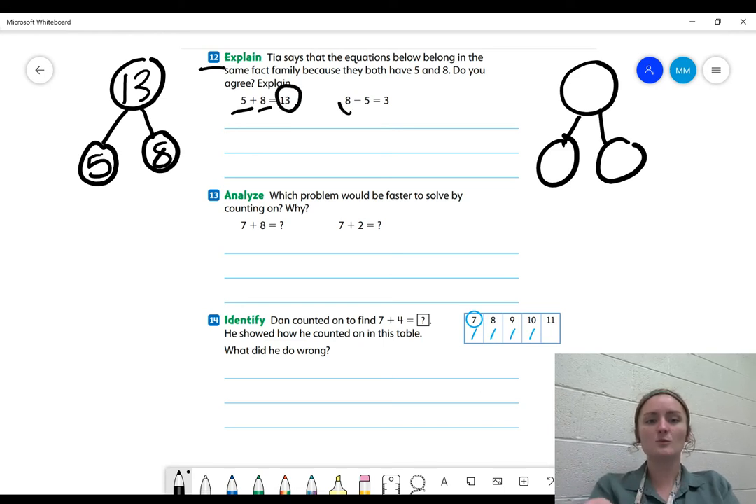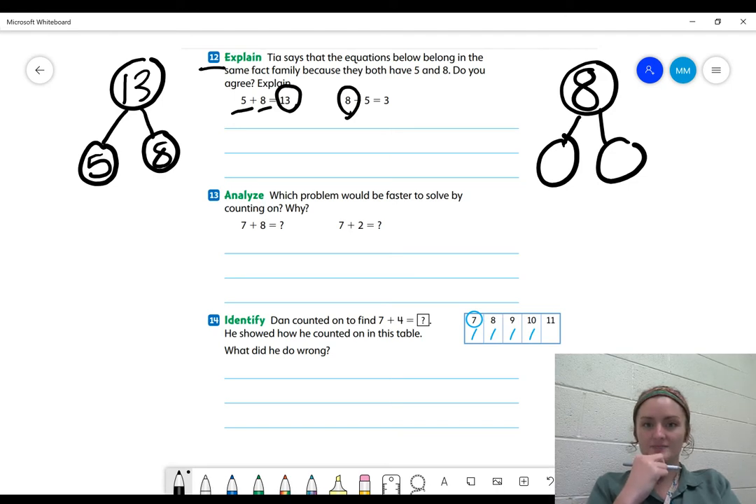All right, let's go over to the next one. When I subtract, I go back, but I always start with my whole. So my two parts go down here. My whole goes on top. So my whole is 8. And my parts would be what? 5 and 3.